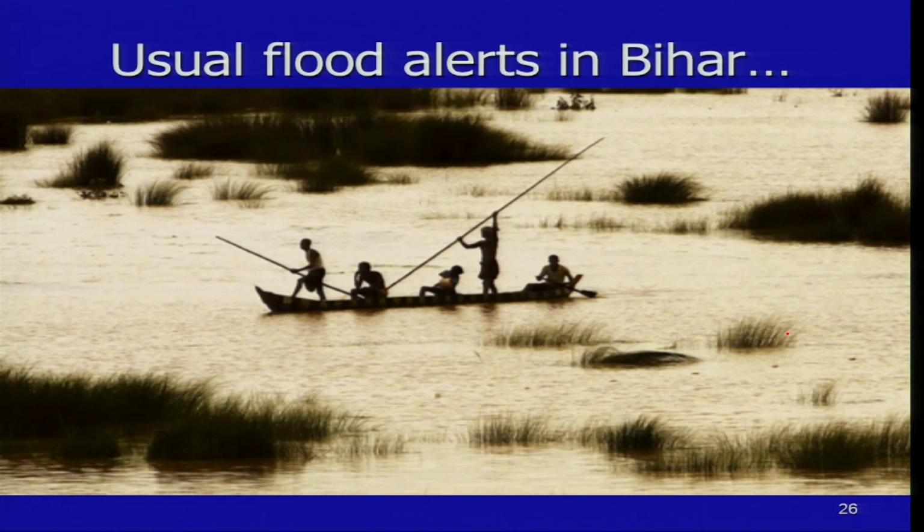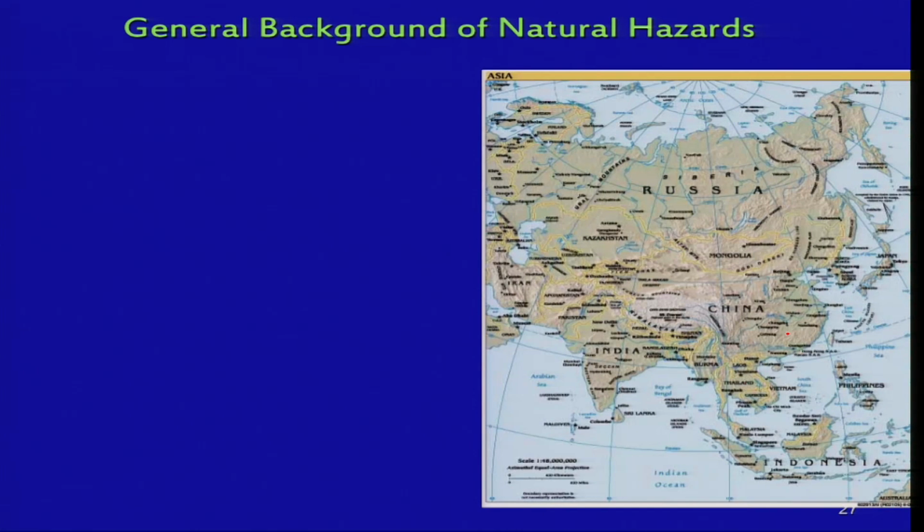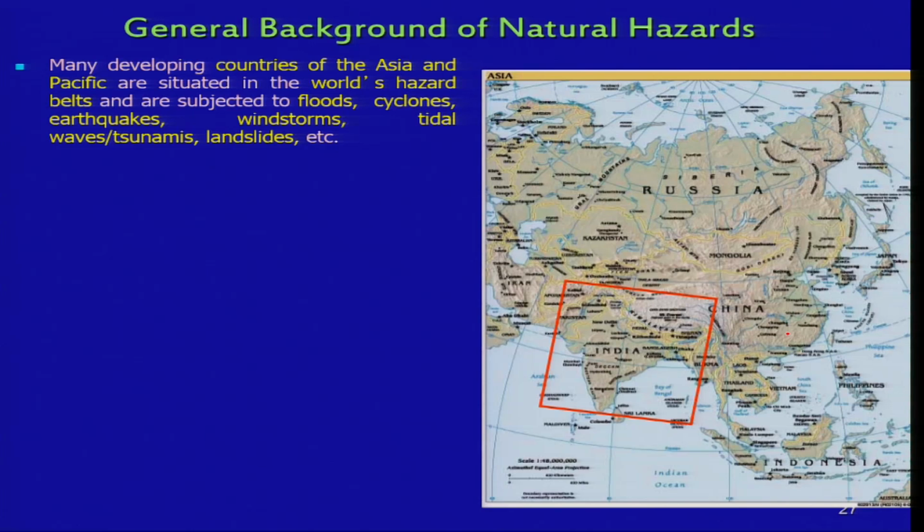Now this is an example from India, where usually we have seen, from the Indo-Gangetic plains, this is from Bihar, every year we face floods in this region. Okay. So general background, if we take in terms of the natural hazards from the Asia and Pacific region. We have usually seen that many developing countries in Asia and Pacific region, so Asia we are talking here, and the Pacific region is over here actually. Most of the countries from these two areas are situated in the world's hazard belt and are subjected to floods, cyclones, earthquakes, windstorms, tidal waves or tsunamis and landslides.